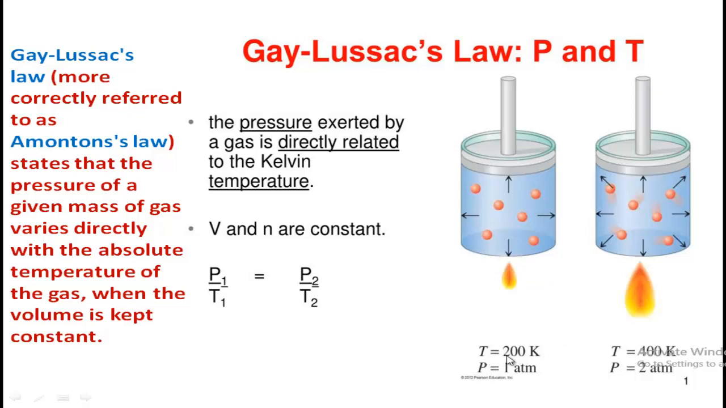Follow here, when the temperature is 200 Kelvin, the pressure was 1 atmospheric pressure. But when the temperature becomes double, that is 400 Kelvin, the pressure also becomes double, that is 2 atmospheric pressure. So, this experiment proved Gay-Lussac's law. That is, pressure is directly related to the Kelvin temperature of a gaseous substance.